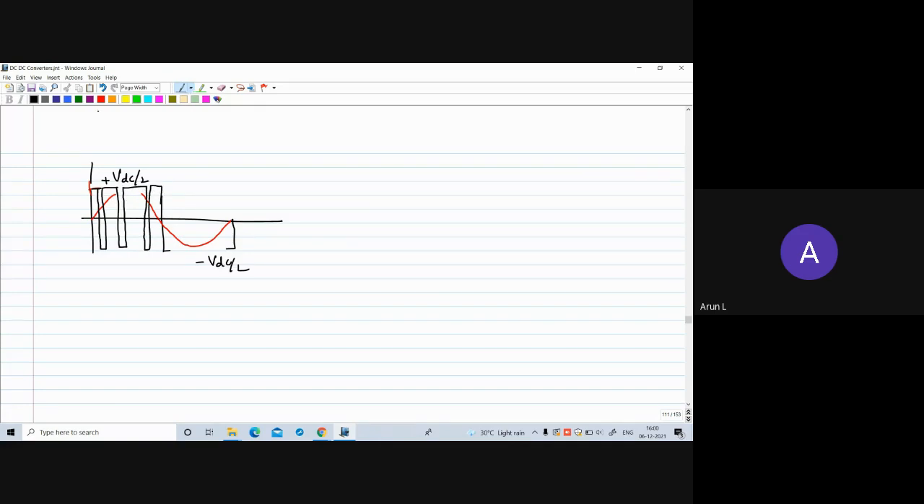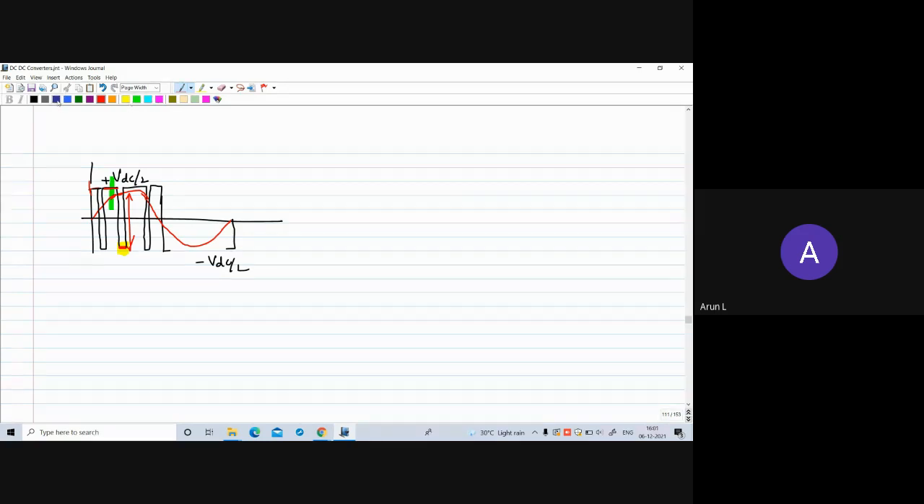So the issue here is, if you look at this figure, the instantaneous error, and if you observe this particular point here, the instantaneous error is the difference between this plus VDC by 2 and this sine wave. Whereas at this point, the instantaneous error is very huge. Now the sine wave is here, and the output of the converter is minus VDC by 2. So the difference between the actual voltage and the fundamental is large. Instantaneous error is more. So whenever you are having large instantaneous error in a power electronic converter, harmonics will be more. That is one disadvantage.